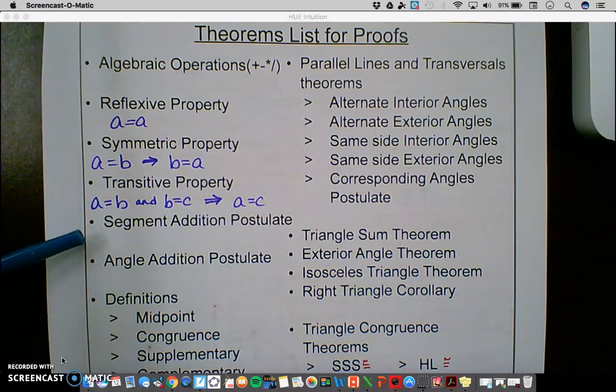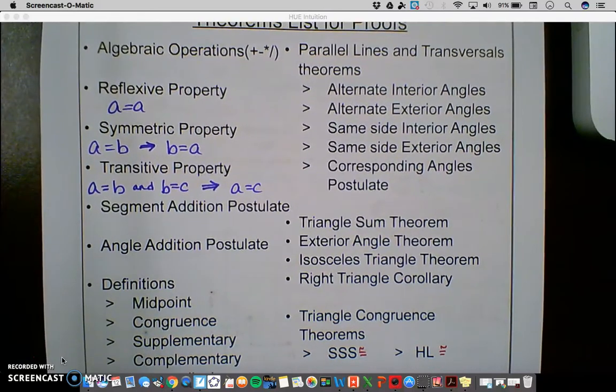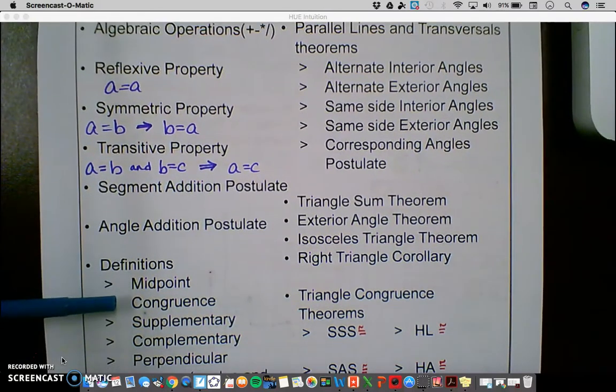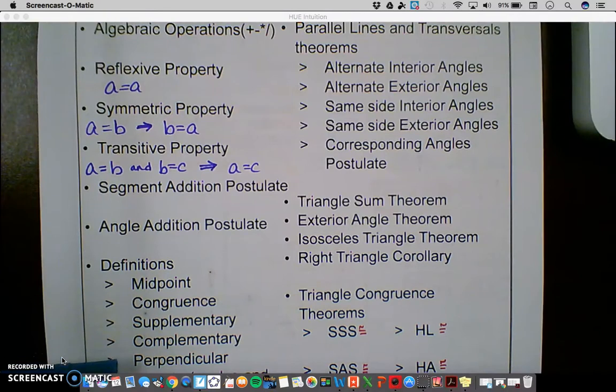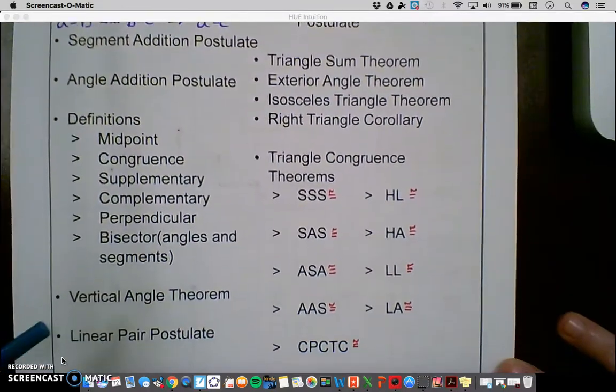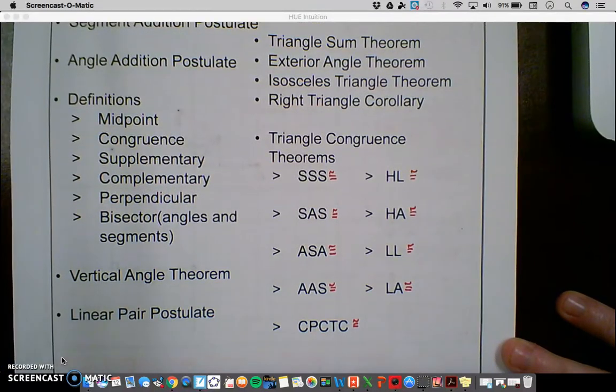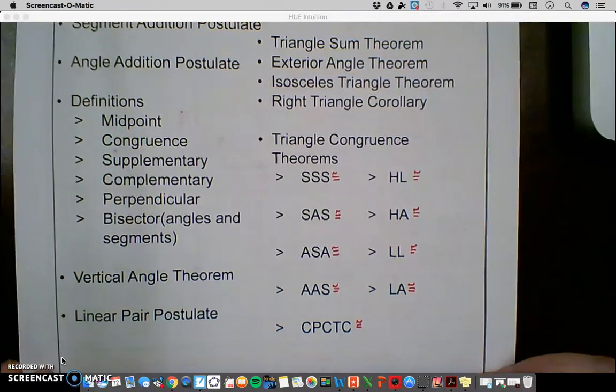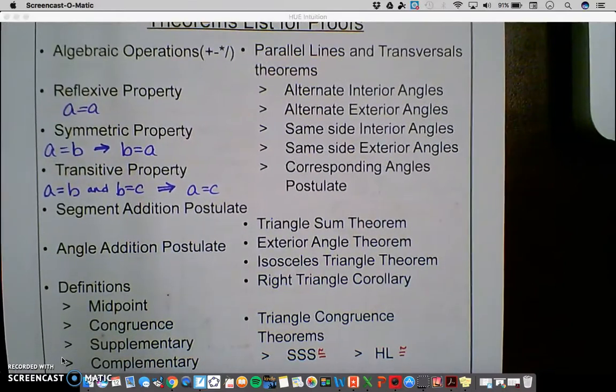We have all the way through our segment and angle addition, which we've already covered. Our definitions: midpoint, congruence, supplementary, complementary, perpendicular, bisectors of angles and segments. Vertical angle theorem and linear pair postulate. You need to know what those are. We also have our parallel lines and transversal theorems. Alternate interior angles, alternate exterior angles, same side interior, same side exterior, and corresponding angles.